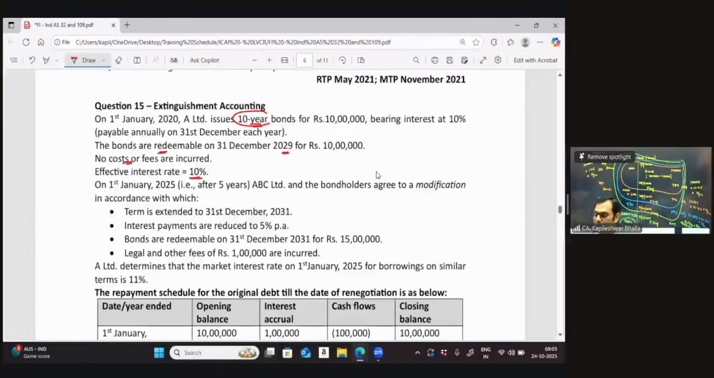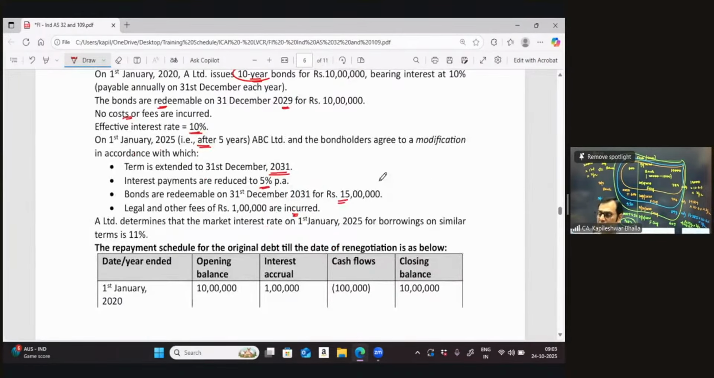Then it says on January 25, that is 5 years later, ABC and the bondholders agreed to a modification in accordance with which the term gets extended by another 2 years and the interest payments are reduced to 5% per annum. So there has been a renegotiation, due to which the interest rate has decreased from 10% to 5%. The period of the loan has been extended by another 2 years, and the bonds are now redeemable at 15 lakh instead of 10 lakh. The legal and other fees incurred are also given. A determines that the market rate of interest on January 25 for borrowings on a similar basis is 11%.